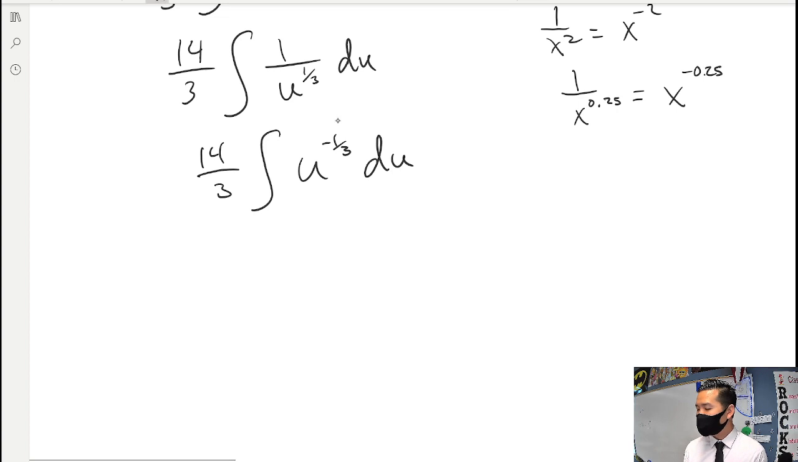So this is my power rule. What's my power? Negative 1/3. So this is going to become 14 over 3. Do the antiderivative of this. This becomes u to the negative 1/3 plus 1. What's negative 1/3 plus 1? 2/3. All over 2/3.